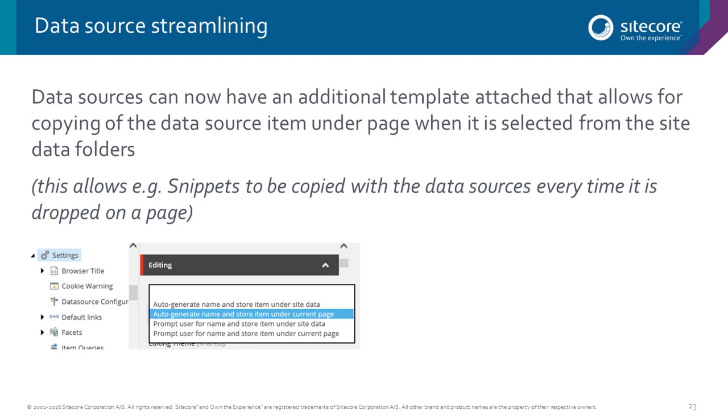So a new data source item is created with an auto-generated name, and it's stored under the location shared across the entire site. You can also choose to have the system auto-generate the name and store the item under the current page. Again, your new data source item is being created with the auto-generated name, but now it's stored under your current page. You could also ask the user for the name and just store the item under the site data folder. You could also ask the user for the name and store it under your current page. This allows you to maintain full control over your architecture while not losing the flexibility SXA offers.